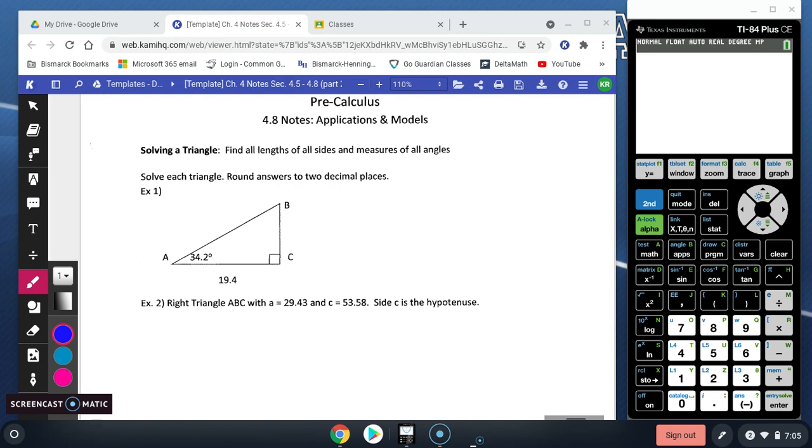Okay, solving a triangle. When you're solving a triangle, you are looking for the lengths of any missing sides and missing angle measures. So first off, remember vertices are labeled with capital letters, sides are labeled with lowercase letters. So the side opposite angle A is side a, side opposite angle B is side b, and side opposite angle C is side c. Okay, so the information we need to find is the measure of angle B, and then the lengths of side a and side c.